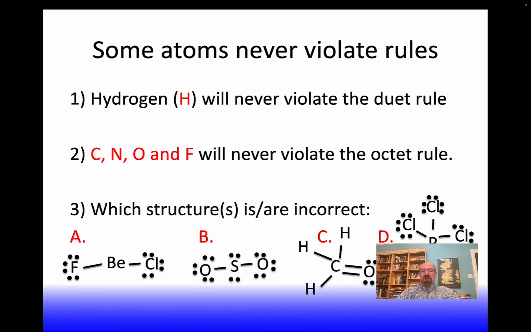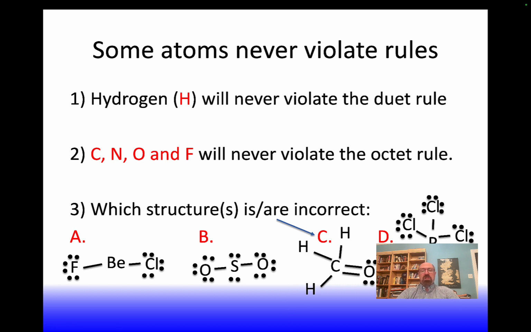So if we look at these structures, we did this in class, so hopefully you remember, we ought to be able to pick out which ones are incorrect. This is an easy one. There's 5 bonds to the carbon. That means there's 10 electrons around it. So that one is clearly incorrect. There's one more that's incorrect.